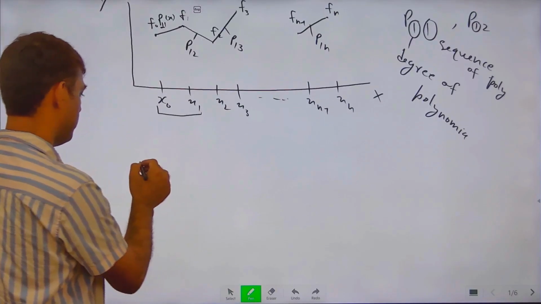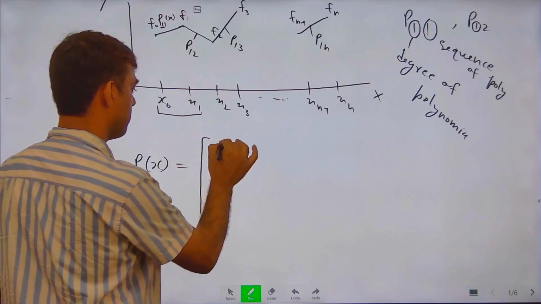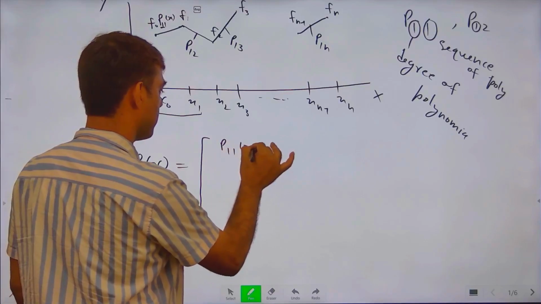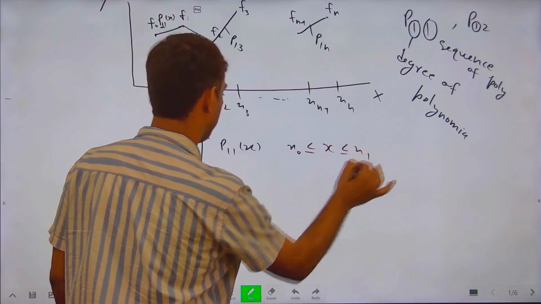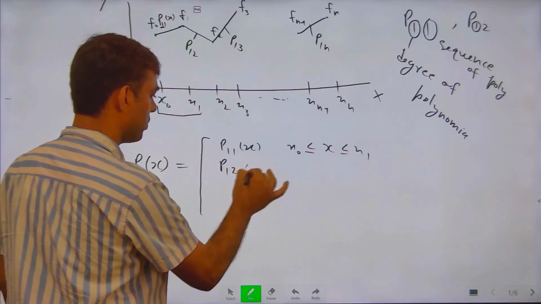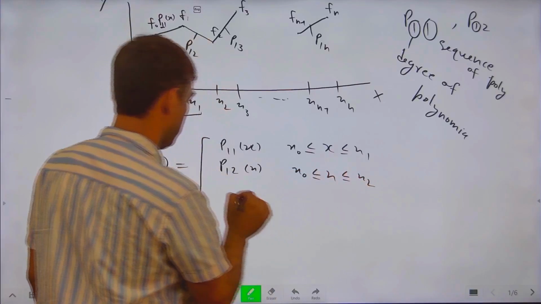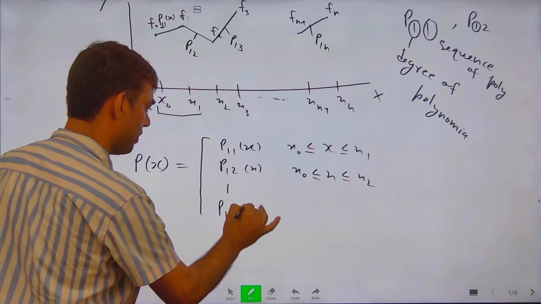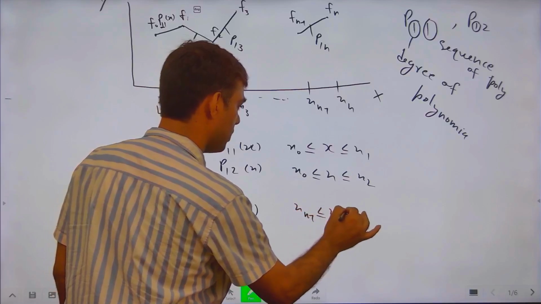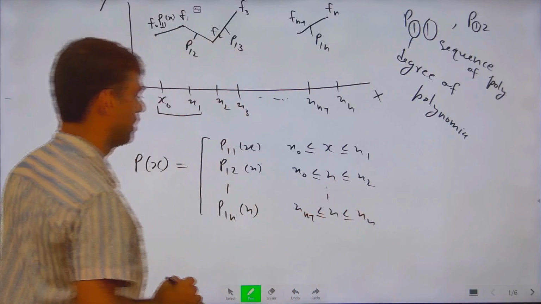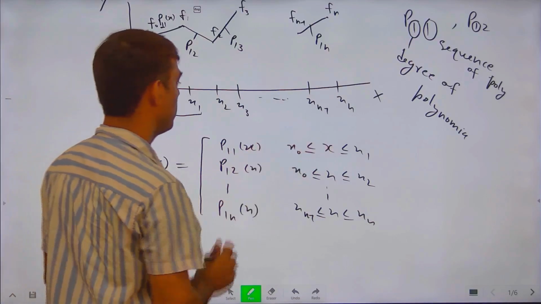like this, p(x) is a polynomial which satisfies the whole data: p11(x) for x ranging from x0 to x1. Similarly, p12(x) for x ranging from x1 to x2. Similarly, we write p1n(x) for x lying between xn minus 1 to xn. So p11(x) is a polynomial of degree 1 between x0 to x1.